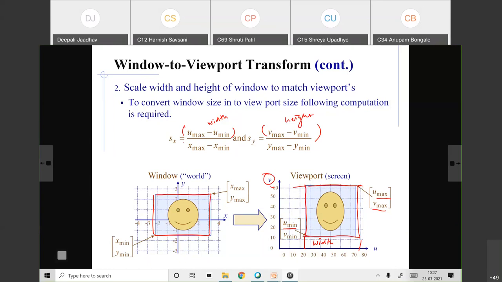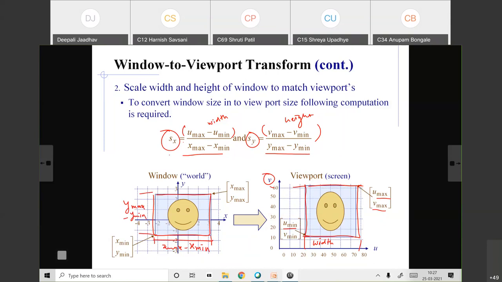So accordingly we need to scale it. For that we require x max minus x min and y max minus y min. So scaling factor, how to find out sx and sy? Sx is equal to u max minus u min divided by x max minus x min. What is x max minus x min? This part. And this height means y max minus y min.